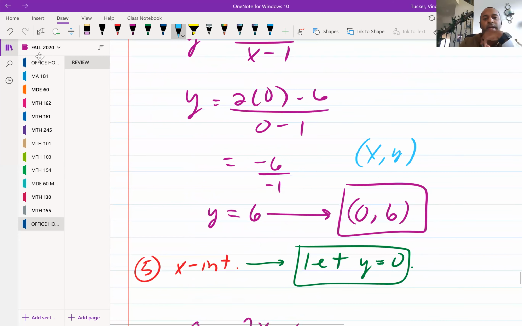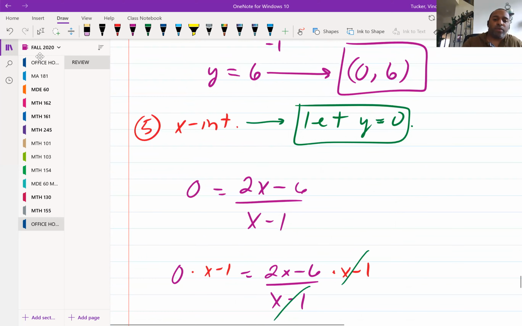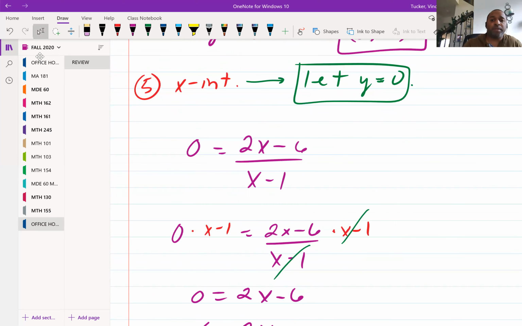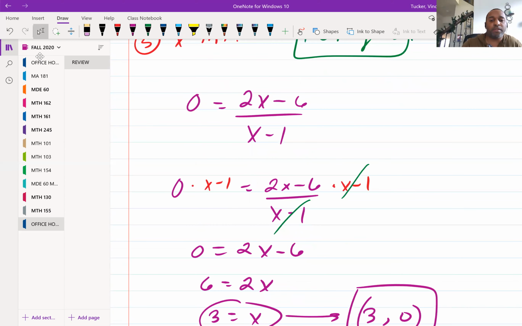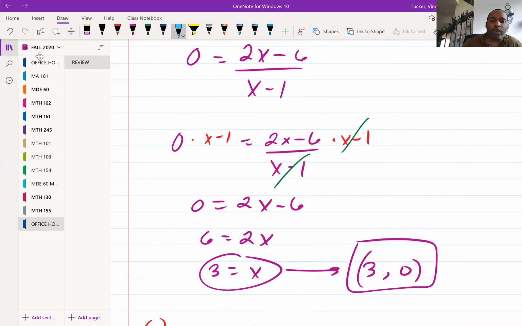And then I have my x-intercept. We let y be equal to 0 and solve. What you have to do is multiply both sides by x minus 1 so that they can cancel. Then x minus 1 times 0, of course, is 0. So we have 2x minus 6 equal to 0. Add 6 to both sides, divide by 2. x is equal to 3. So we have an x-intercept at 3, 0. The y-intercept is 0, 6.